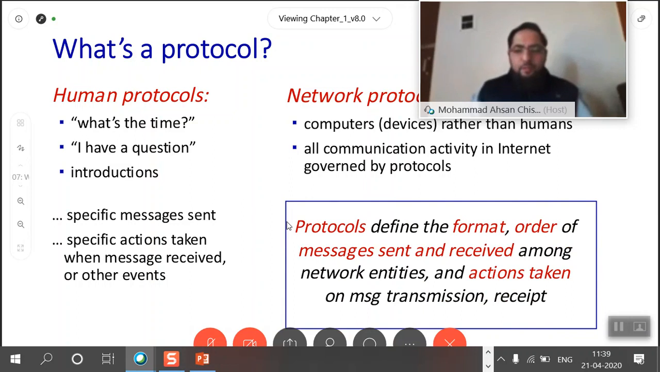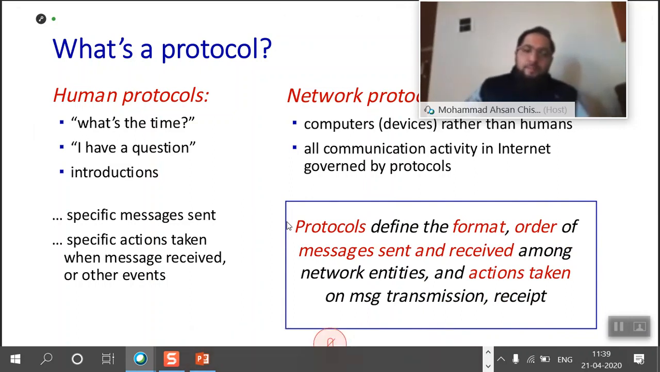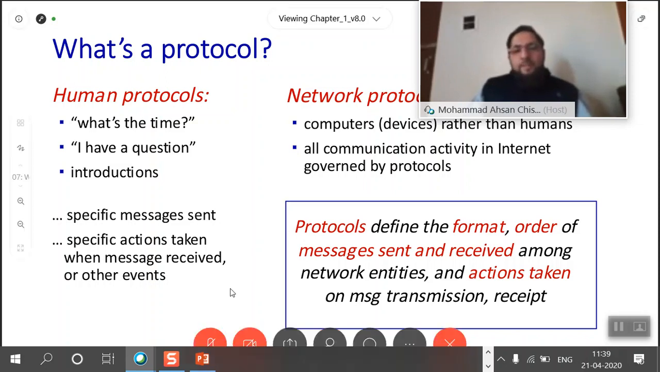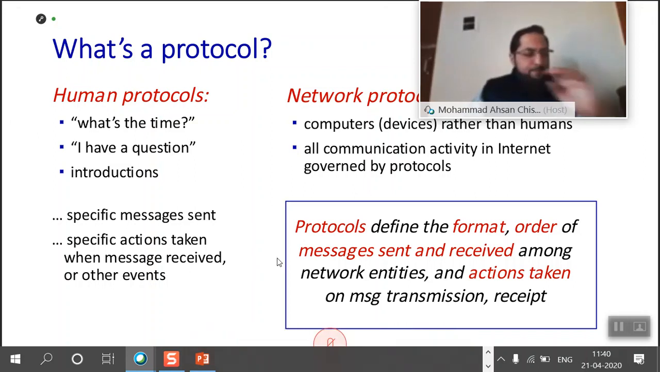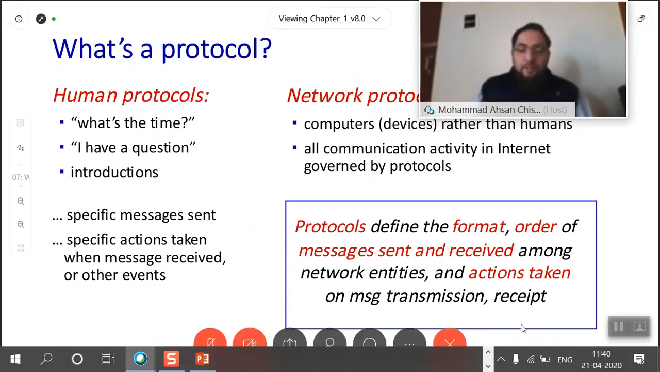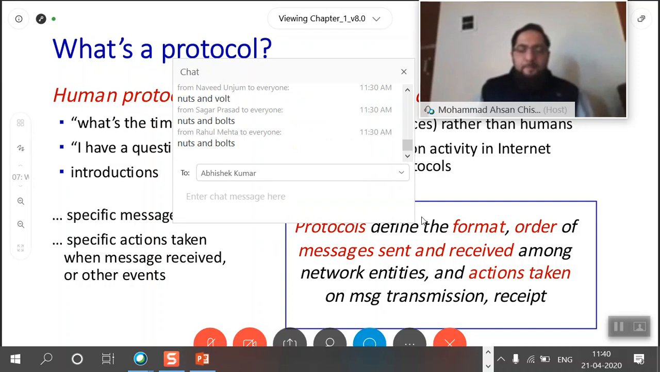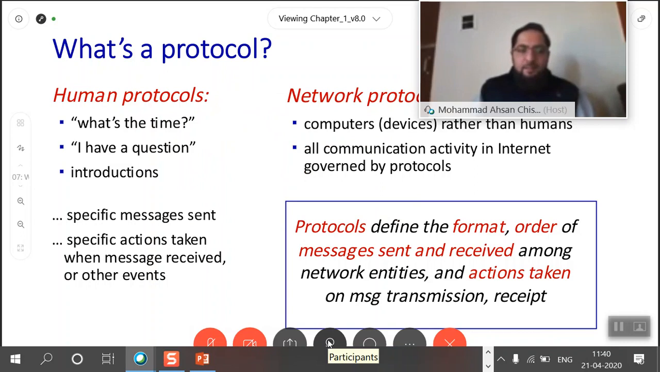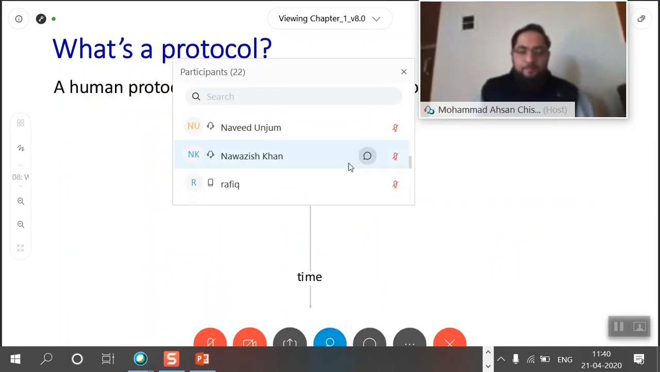By definition, you would see in your book, what is a protocol? Protocol is a rule. Or protocols define the format, order of message sent and received among network entities, and the action taken on message transmission or receipt of that. It can so be that message is not received. In case the message has not been received, then also your protocol has to say what next, resend, and so on.